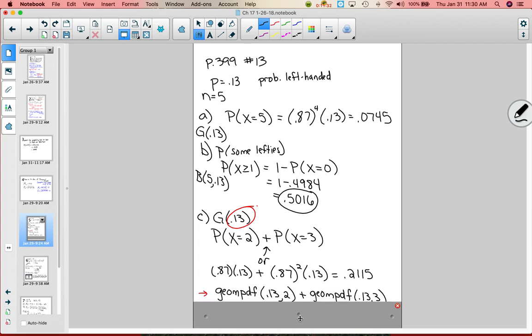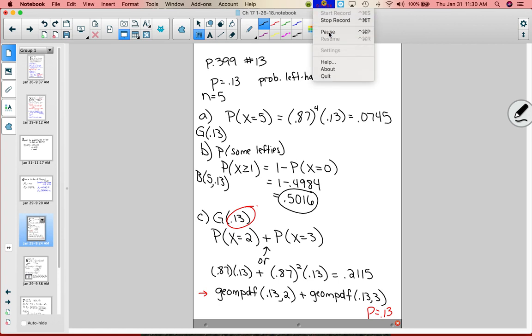You get 0.2115. You could also do this with the geometric PDF. If you use this information here on your calculator, this is p, this is the value of x. You would do both of those, and then you would come up with that answer. That's another possibility if you wanted to use your calculator, but I think it's easier to just work it out.